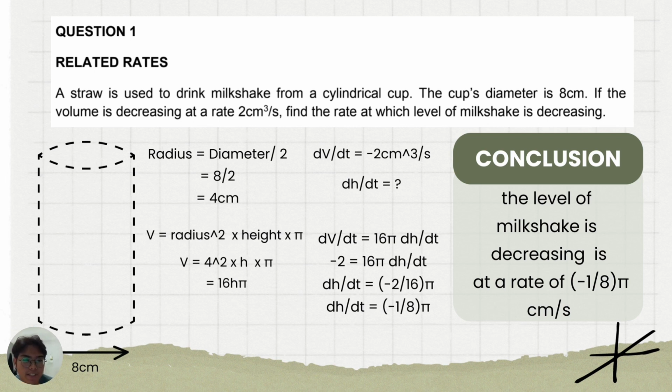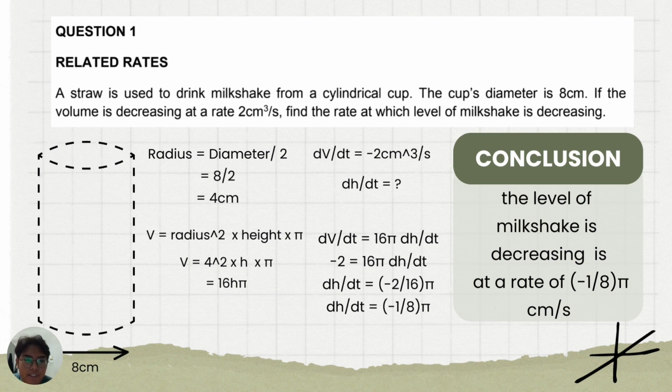So, as the question states, a straw is used to drink milkshake from a cylindrical cup. The cup's diameter is 8 centimeter. If the volume is decreasing at a rate of 2 centimeter cube per second, find the rate at which level of milkshake is decreasing. Now from the question, we can get the radius of the cylindrical cup, which is we divide the diameter by 2. In this situation, 8 is divided by 2 and we will get 4 centimeter.